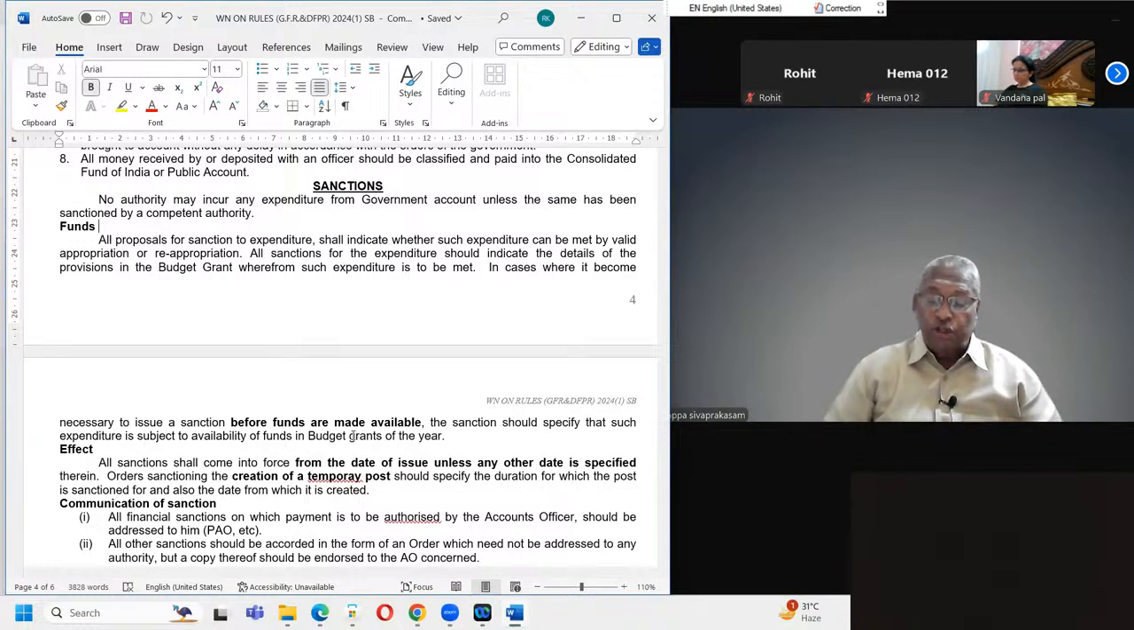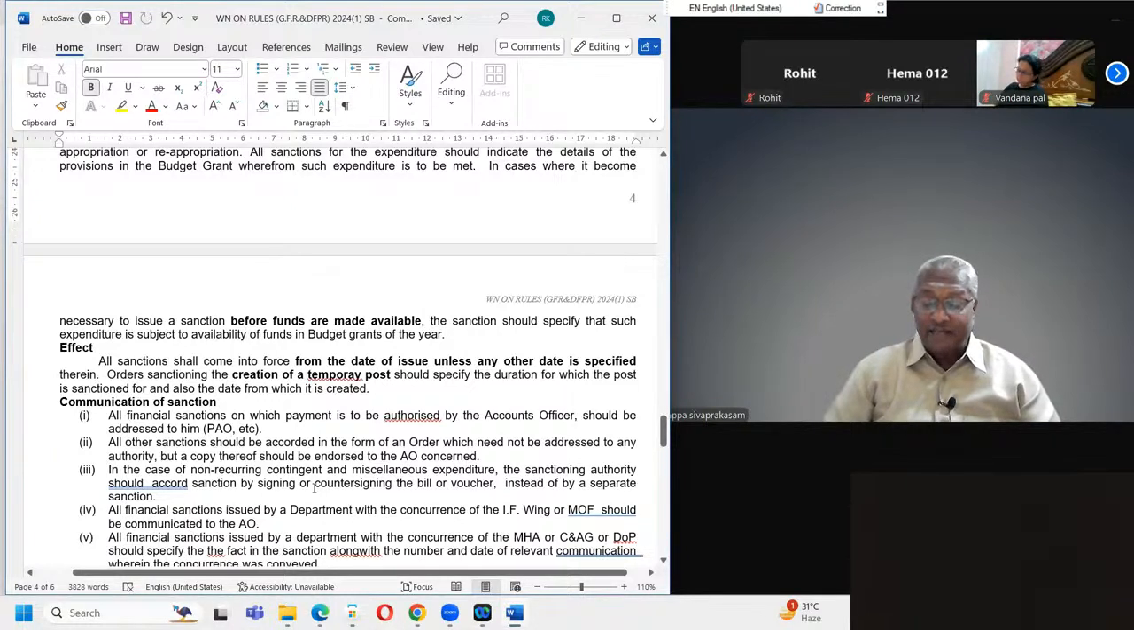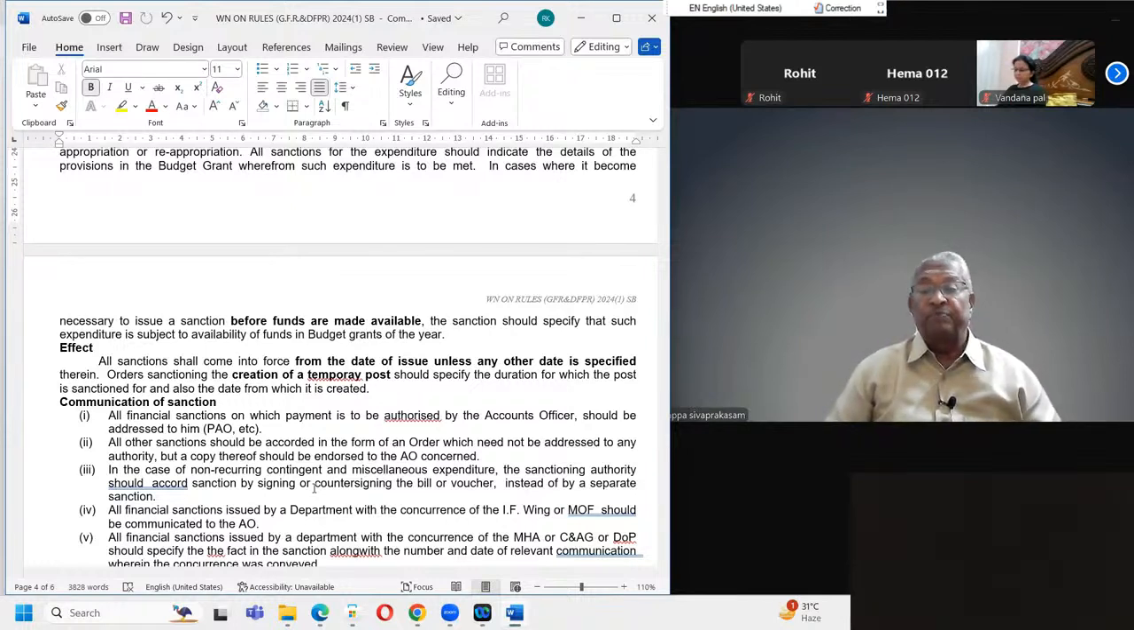All financial sanctions issued by a department with the concurrence of the internal financial wing of the Ministry of Finance should be communicated to the AO. All financial sanctions issued by a department with the concurrence of MHA or C&AG or DOPT should specify the fact in the sanction along with the number and date of the relevant communication wherein concurrence was conveyed. Suppose you are asked to draft an order for the creation of a temporary post.